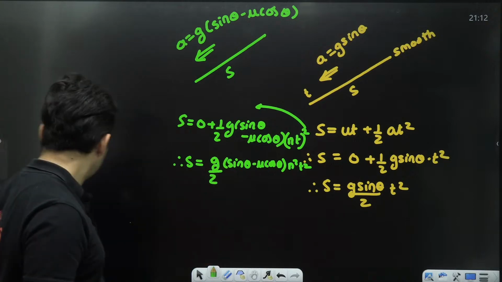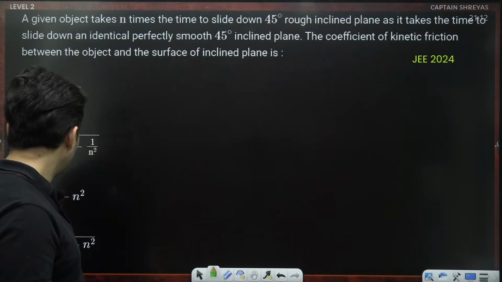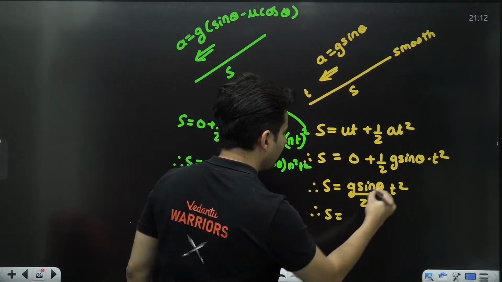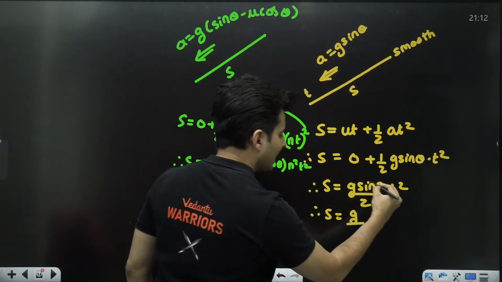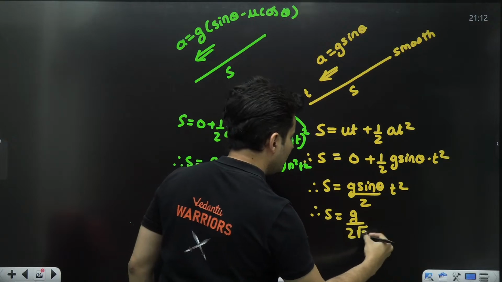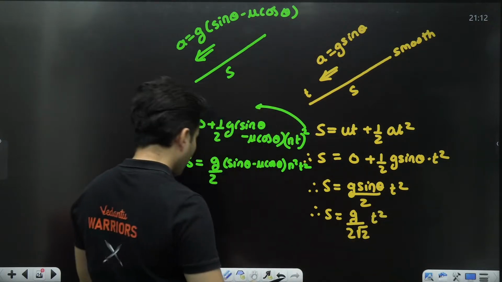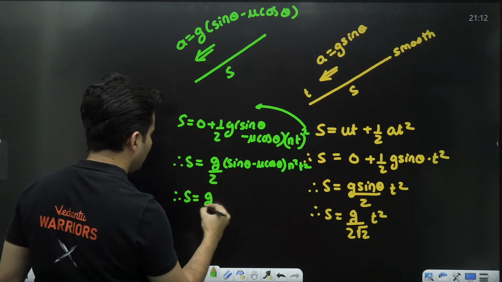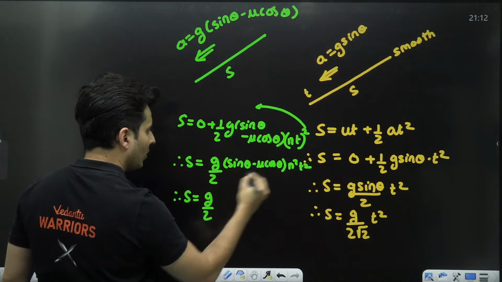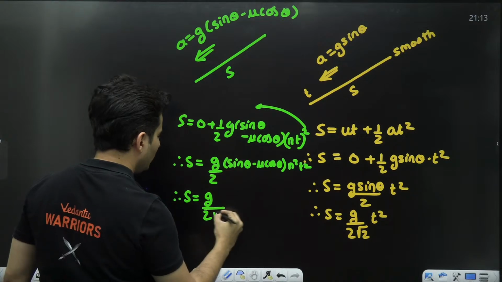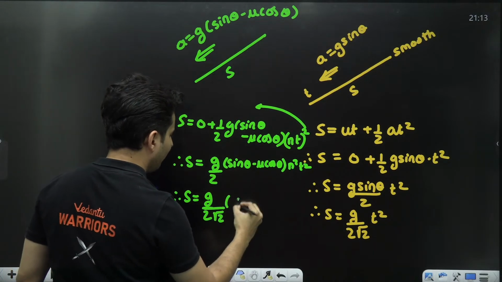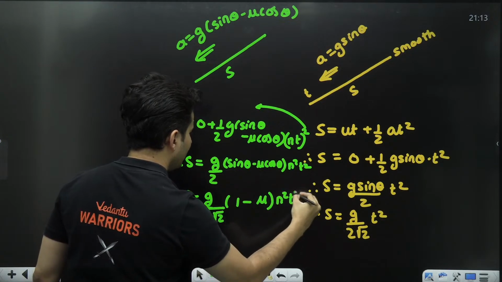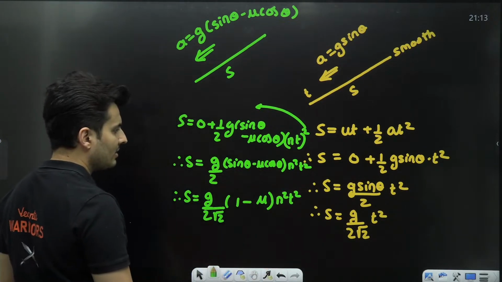Now the best part is theta is already given to be 45, that means cos and sine will be the same. So therefore S will be g, sine theta will be 1 by root 2, so it will be g by 2 root 2 t square. Whereas over here it will look something like this, S is equal to g by 2, sine and cos both are same, so g by 2 root 2, and then you have 1 minus mu, and you have n square t square.